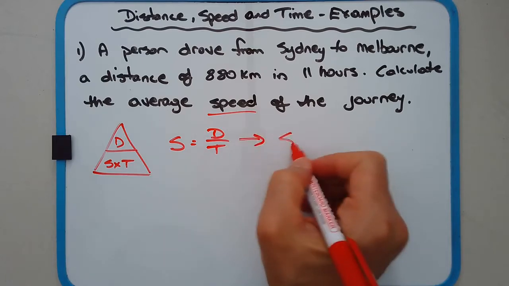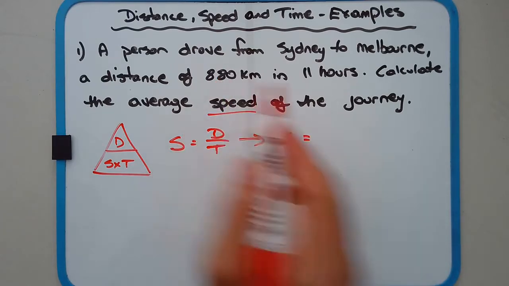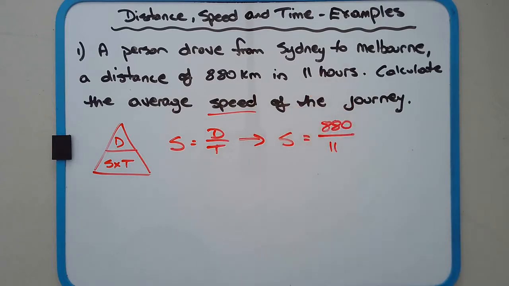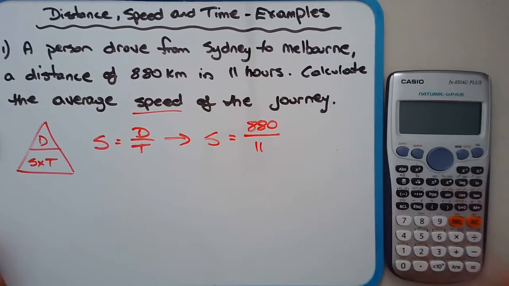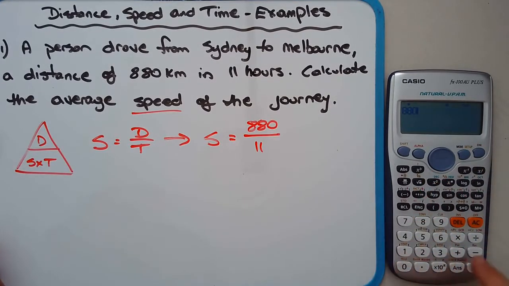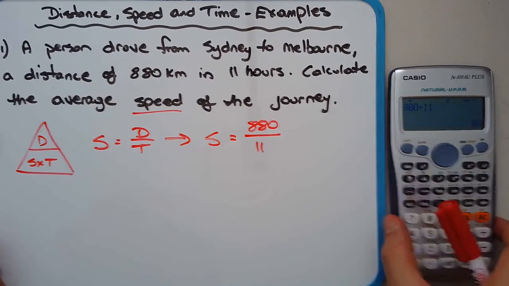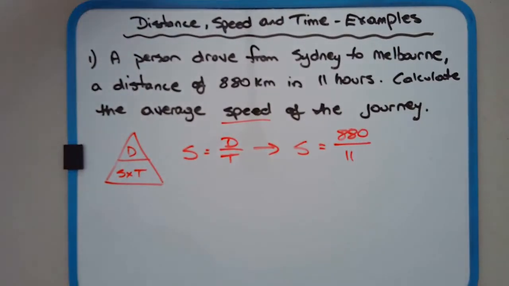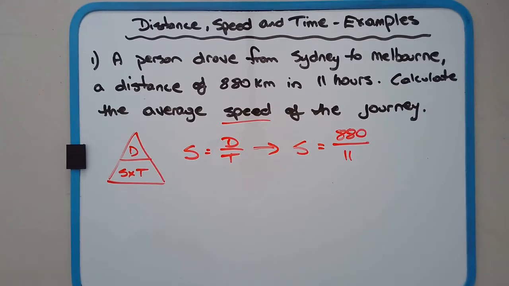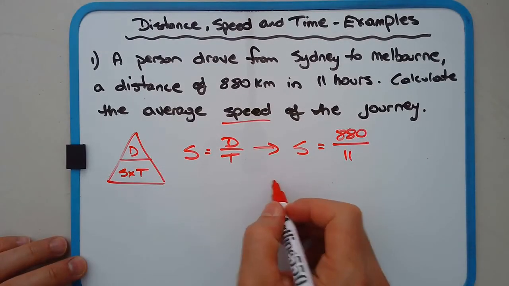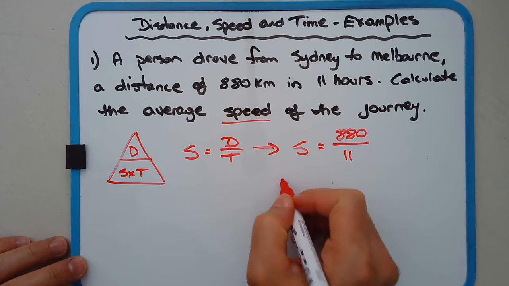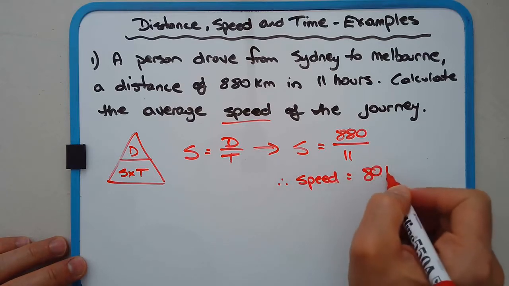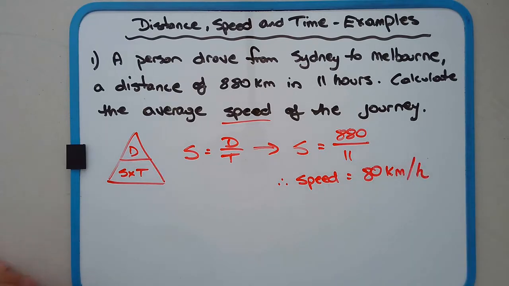So S is equal to the distance covered, 880 kilometres, over the time taken, which is 11 hours. If you divide those two numbers, you get 80. You might know how to divide that without using a calculator, which is fine, but I'm just showing you what you'd need to enter. Therefore speed is equal to 80 kilometres per hour on average.